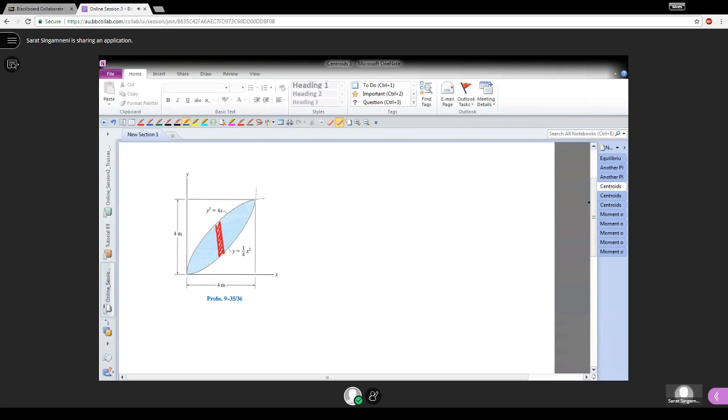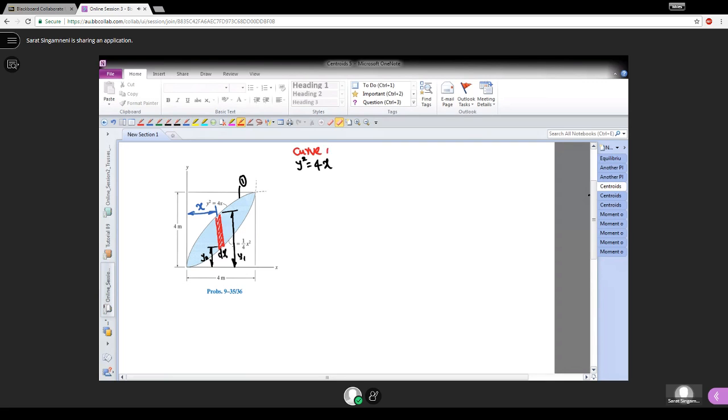Let's say that is considered at a distance x from the y-axis. We need to take this height, which we will call y1, and this height we will call y2. The width of the strip is parallel to x, so dx. As you can see, the upper curve is y squared equal to 4x. So that is this curve. If you call that curve 1, let me write it quickly.